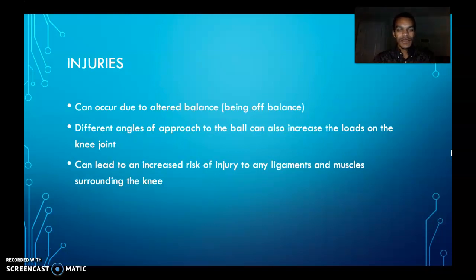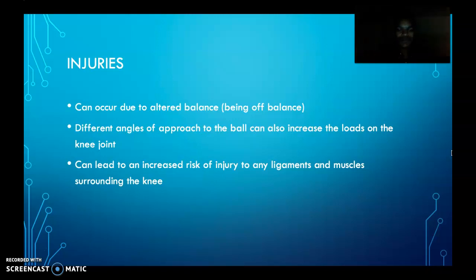Injuries. Injuries can occur during sports in various ways, but during the kicking motion of kicking a soccer ball, an injury can occur due to altered balance. It can occur due to different angles of approach to the ball that can increase loads in the knee joint. And it can also lead to an increased risk of injury to any ligaments and muscles surrounding the knee, whether that be the quadricep muscles or knee ligaments such as the ACL.